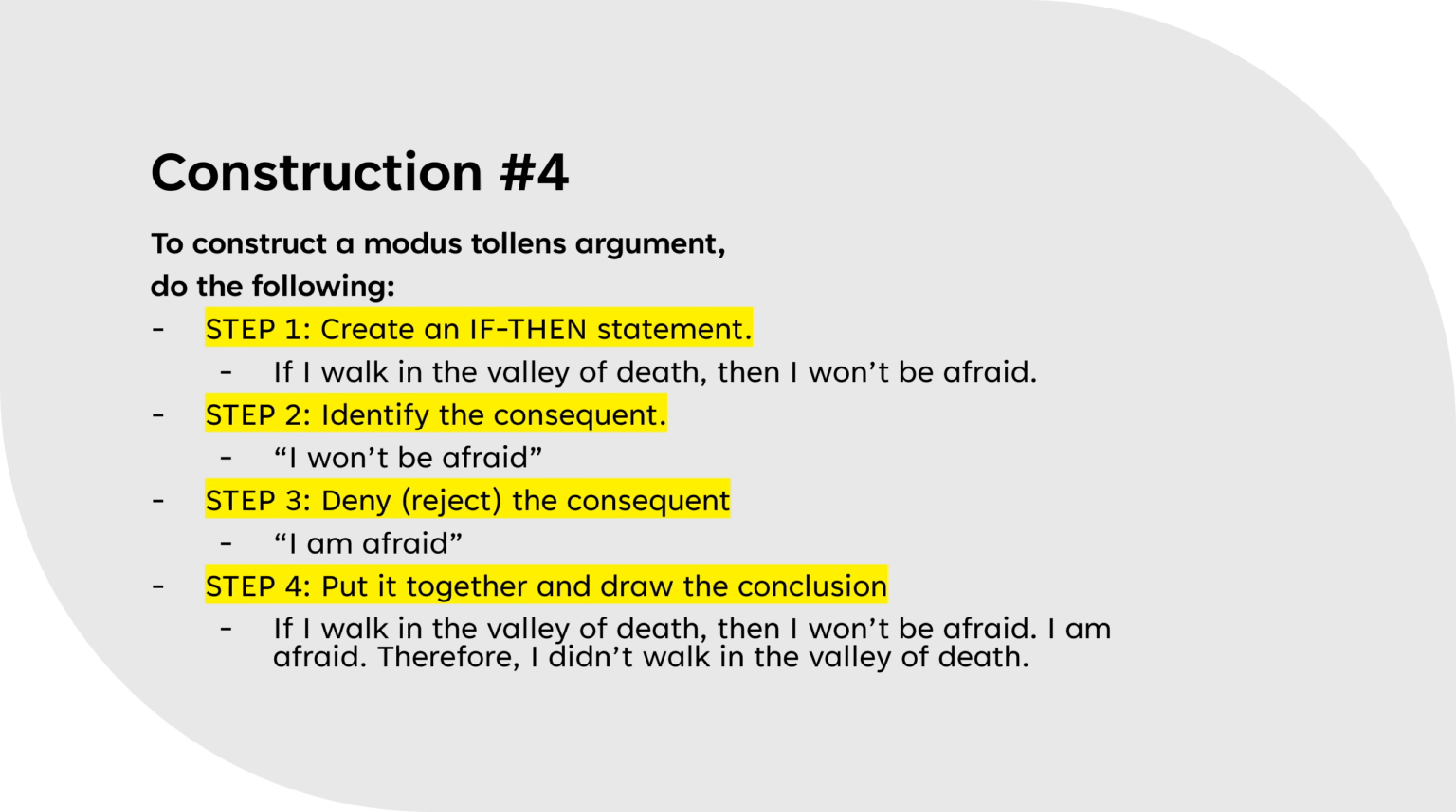Again, we're constructing a modus tollens style argument. So we're going to create an if-then. If I walk in the valley of death, then I won't be afraid. What's the consequent? I won't be afraid. Okay, now we're going to deny or reject that consequent. In this case, that becomes I am afraid.